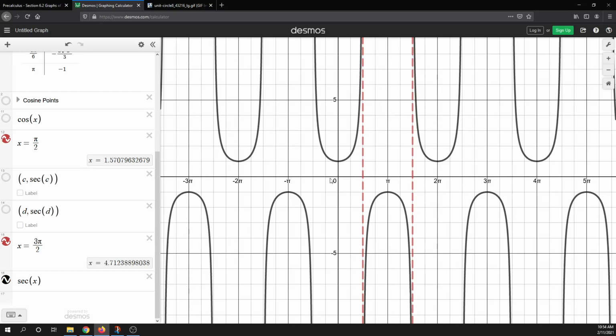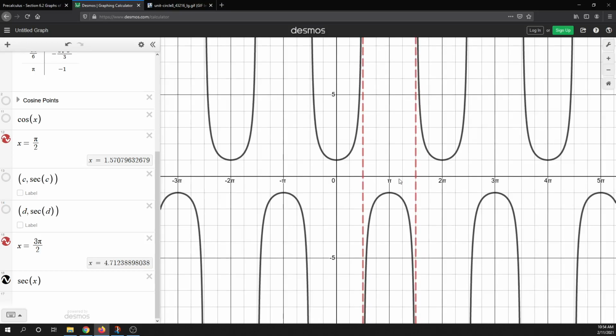So generally, a lot these days you don't have to do a lot of drawing by hand of these graphs because of technology, and that's a good thing. But it also is helpful to know the connection between the cosine and the secant in terms of the graph. All right, so that's what it looks like.